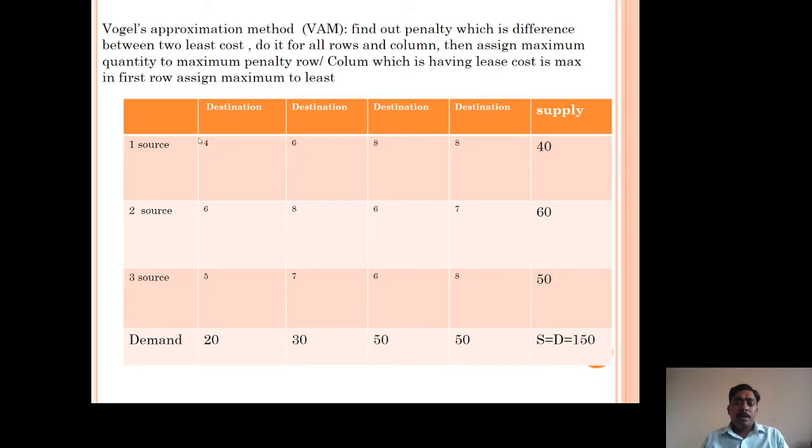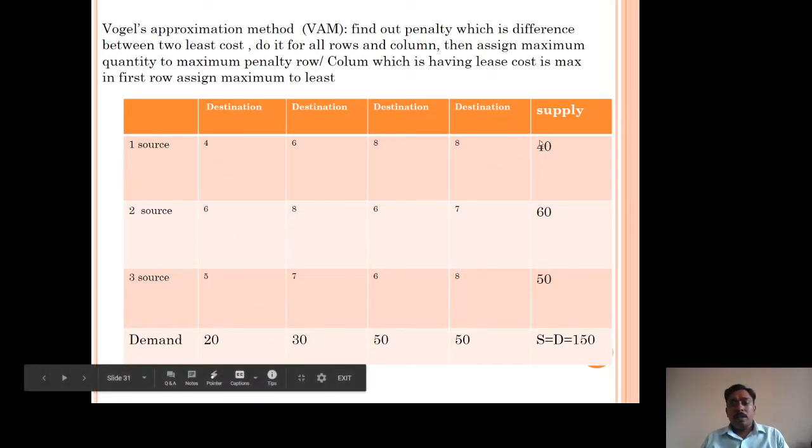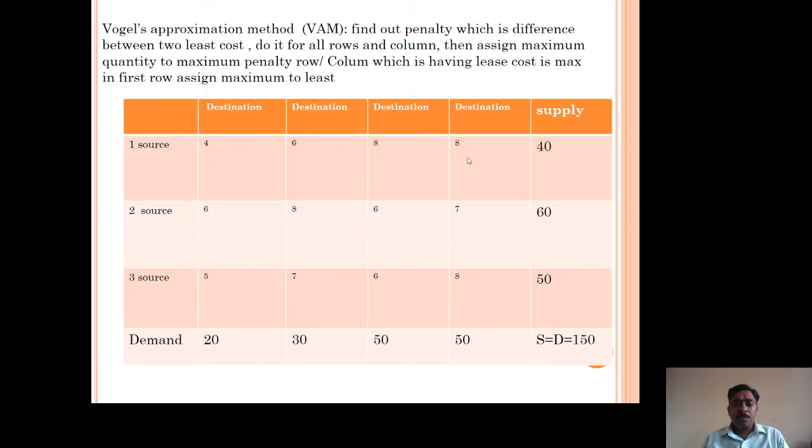How do we solve this problem? See here, if I allocate some quantity for cell 1 1, like 20, and the supply quantity is 40, so only 20 we can allocate. If I want to allocate to the next cell of this row, the cost will be 6. It indicates that for every quantity which I could not allocate for this cell, I need to pay 2 rupees extra. So the penalty at present is 2 rupees.